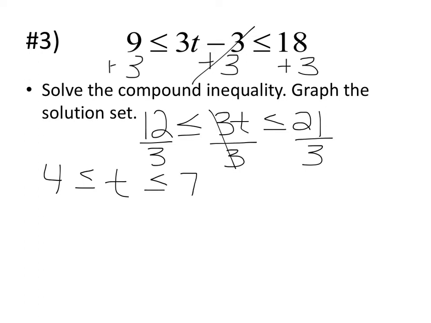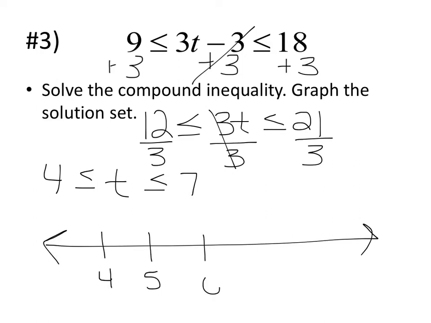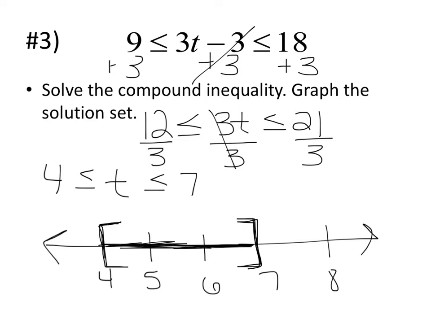So if I were to graph this, remember these are the easiest ones to graph, 4, 5, 6, 7, 8, because t is in between 4 and 7, so I'm going to shade in between 4 and 7. Now remember, we don't use closed circles anymore, we use brackets. So because it's or equal to, it's a bracket, and shade in between. So t is in between 4 and 7.